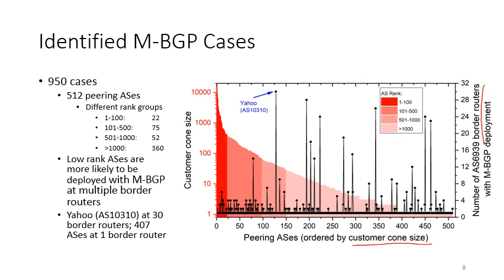We can see that the low-rank ASs are more likely to be deployed with MBGP at multiple border routers. And among these peering ASs, Yahoo is deployed with MBGP at 30 border routers, and 407 ASs are deployed with MBGP at only 1 border router.